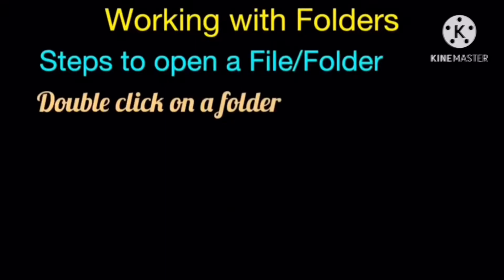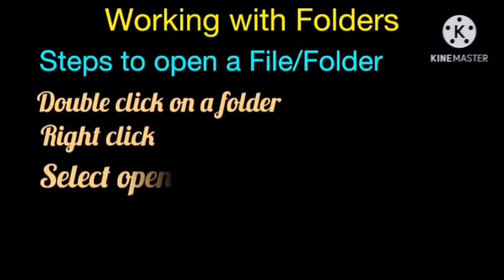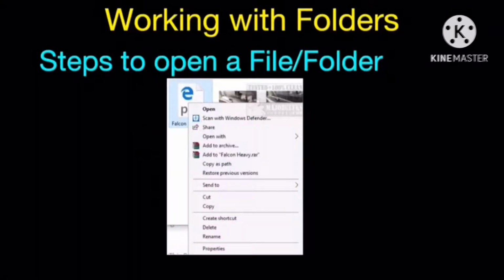Next, steps to open a file or folder. There are two ways to open a file or folder. First, either you have to double click on the file or folder. Just give a double click. Then it will open. Other way, you have to right click. Then you will have many options. There you have to select open. See, the first option here is open. When you are clicking on it, it will open whichever file or folder you want to open.